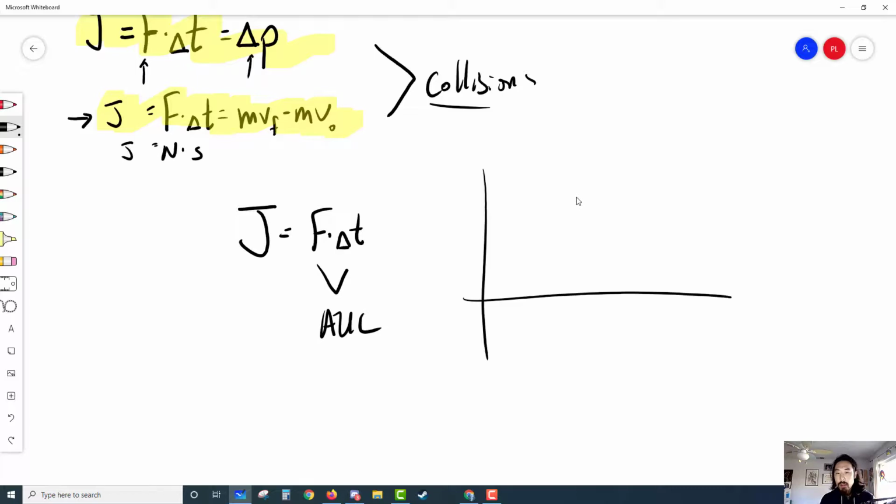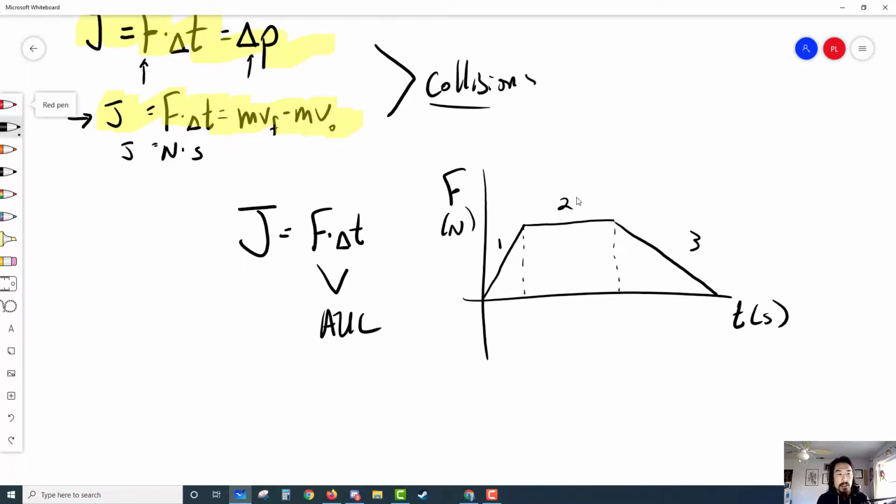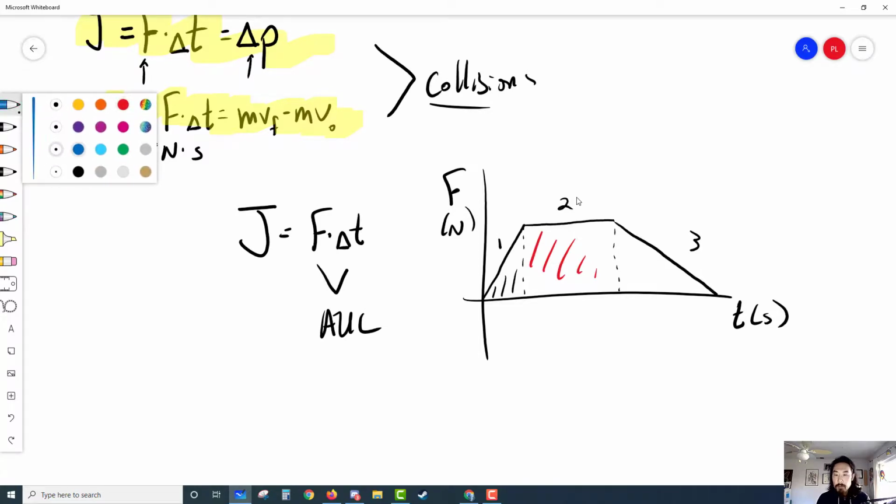So for example, if we have force times time, with time in seconds and force in newtons, and let's say we have, I don't know, a variable force like this. This is section 1, and we have something like this. This is section 2, and we have something like this. This is section 3. I'm going to shade in the area under the curve for each part. So this is part 1, this is part 2, and this is part 3.